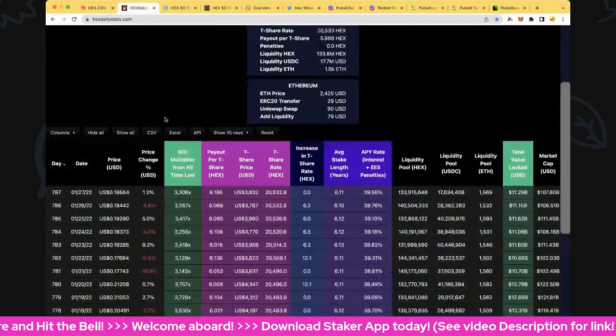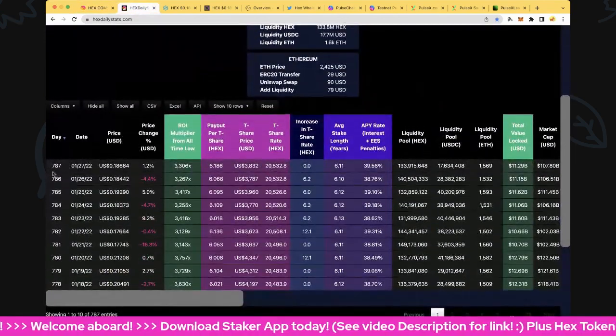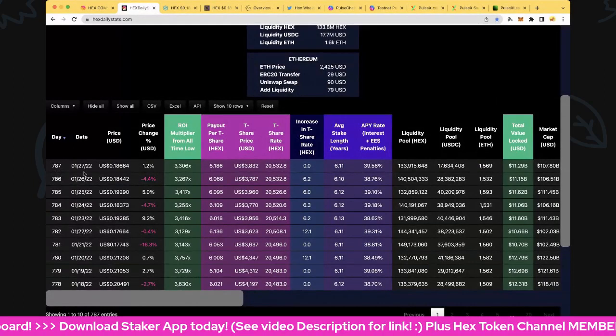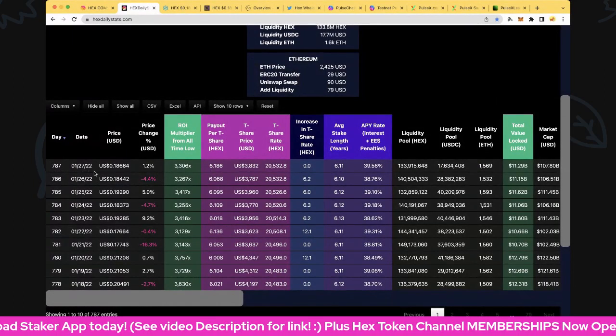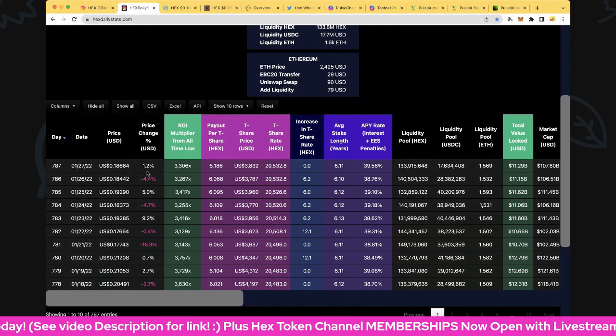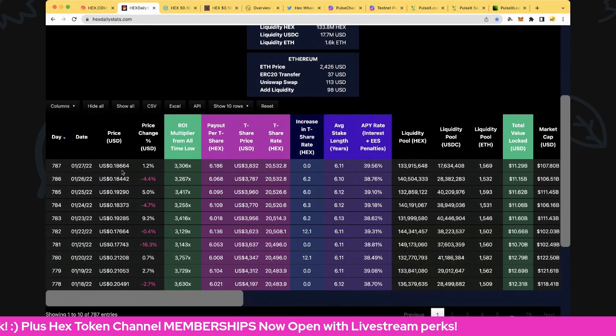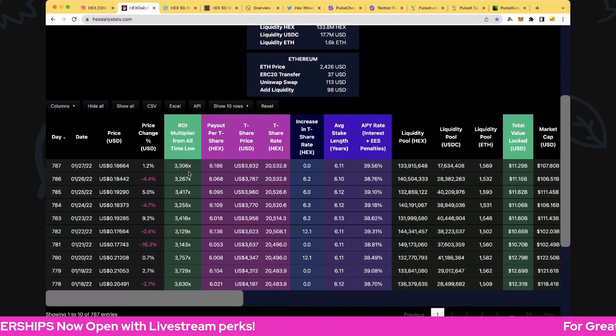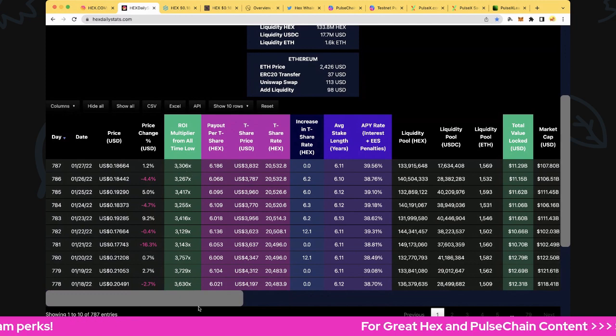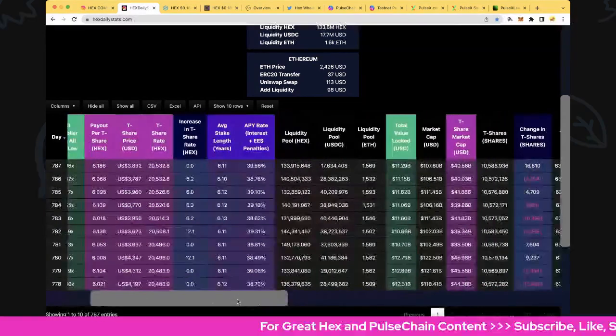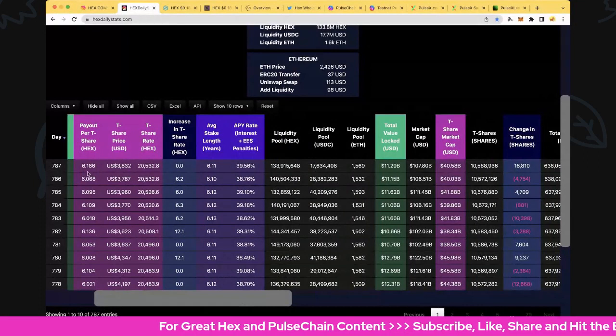Let's have a look at the day results, hot off the press, day 787, the 27th of January 2022. We have got a price increase of 1.2%, so not too bad, up at 18.6 cents. And the return on investment multiplier from all-time low, which is the 5th of January 2020, is 3,306x, and of course that excludes staking. So let's have a look at staking.